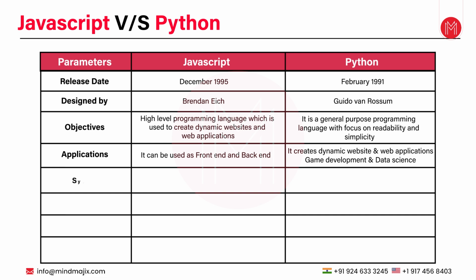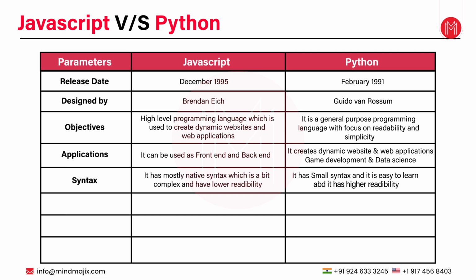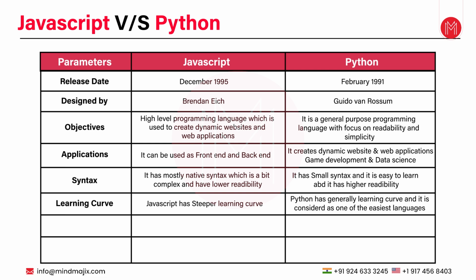The next point is the syntax. JavaScript has mostly native syntax, which is a bit complex and has lower readability. Whereas the syntax of Python is easy to learn and it has higher readability than JavaScript. The next point is the learning curve. JavaScript has a steeper learning curve compared to Python. Python has a relatively gentle learning curve and is considered one of the easiest languages if you're a beginner.